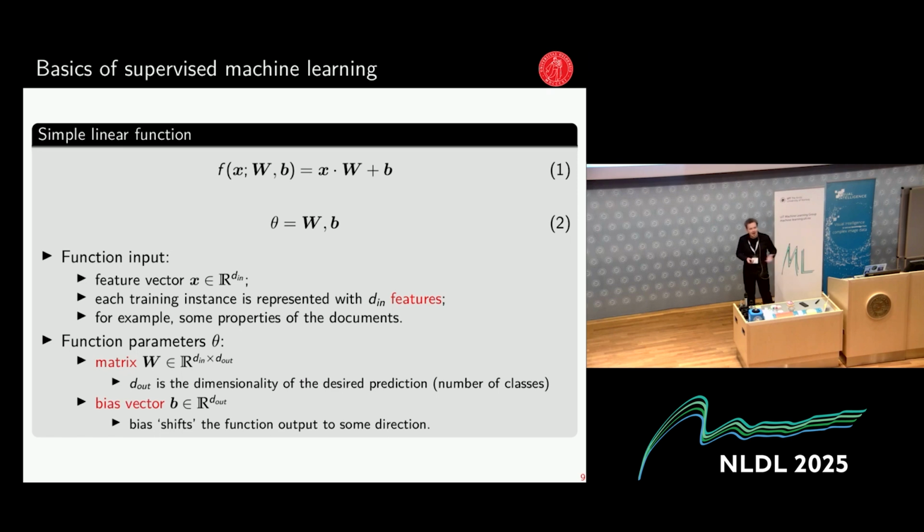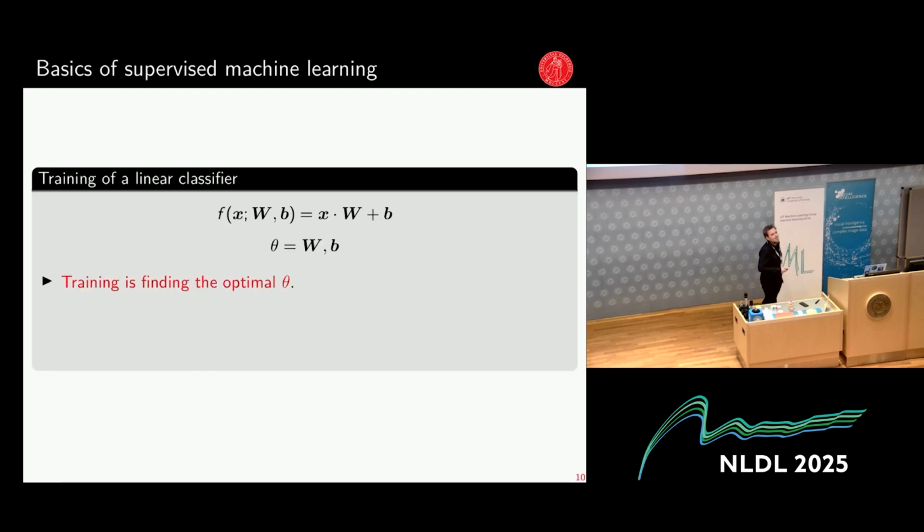We multiply this input vector by the matrix W, which basically contains the parameters of our model, right? The parameters of our model, right? And then we add the so-called bias term, right? And the result of this multiplication and addition is the prediction of our model, right? This prediction is a class, right?